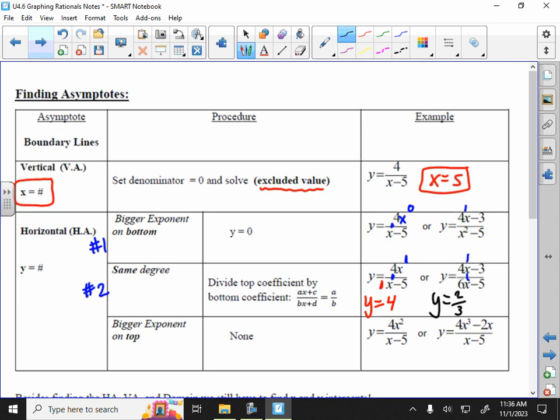So case number 1 and case number 2 are really the only two cases you have to memorize for this class. Now there is a case number 3. I'm not going to ask you it on the test, but that happens when the bigger exponent is on top instead. Just in case somebody were to ask, what's the horizontal asymptote then? Well, there is no horizontal asymptote, so we just write none. You can see two examples where the bigger exponent is on top for both problems. Again, you only have to worry about number 1 and number 2, either the same degree or the bigger exponent on the bottom. In that case, it's y equals 0.